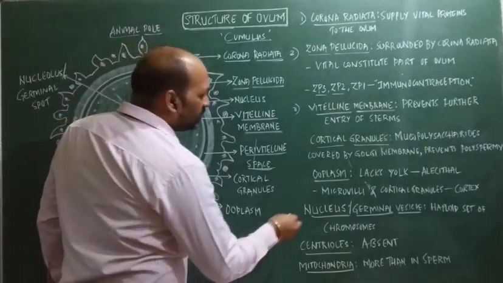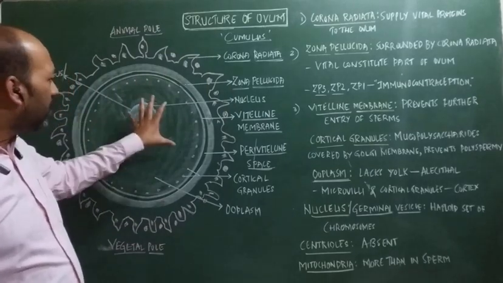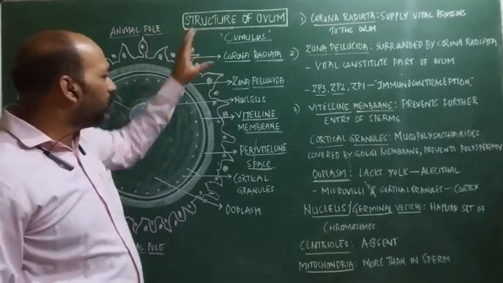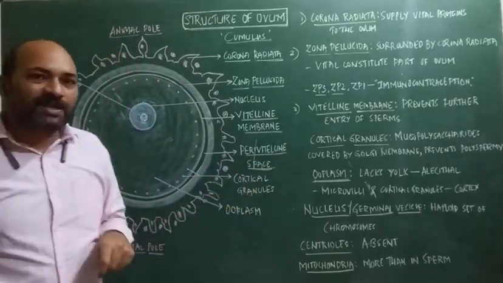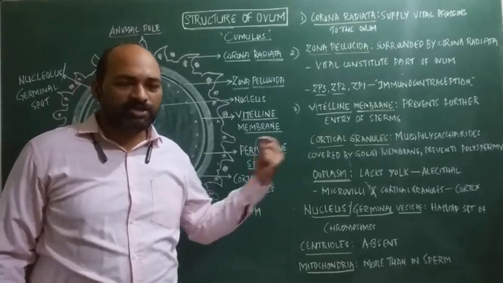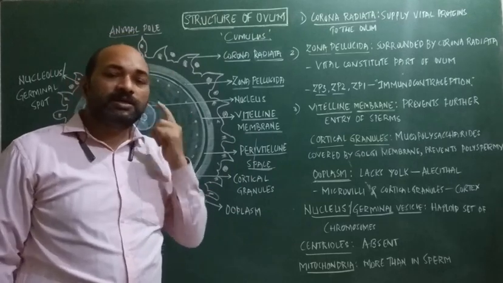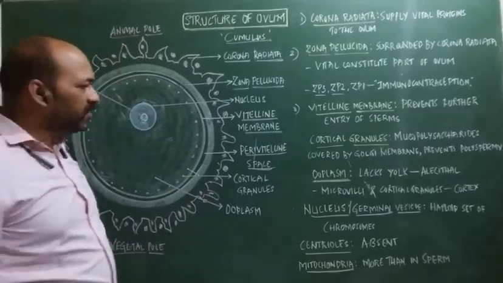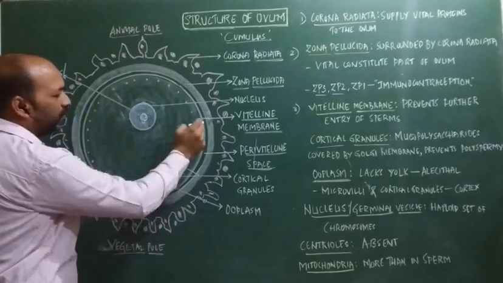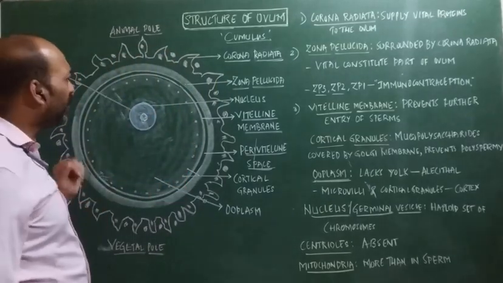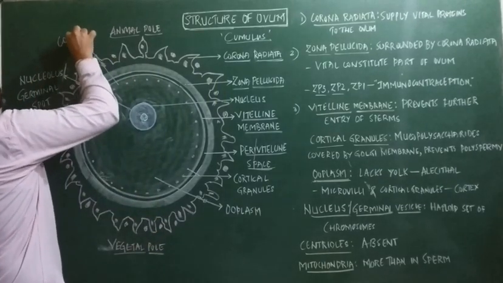Next, after this, is the ooplasm. The cytoplasm of the egg cell or the ova is called ooplasm. So this ooplasm generally lacks yolk, as I have mentioned earlier. Henceforth, this ova is said to be alecithal. Thereafter, the peripheral part of the ooplasm towards its periphery is called the cortex. So this portion that we can see here is called the cortex.